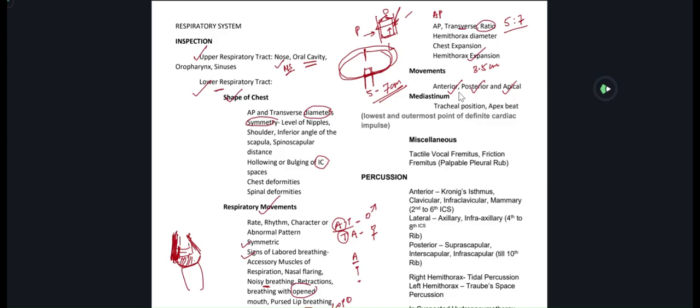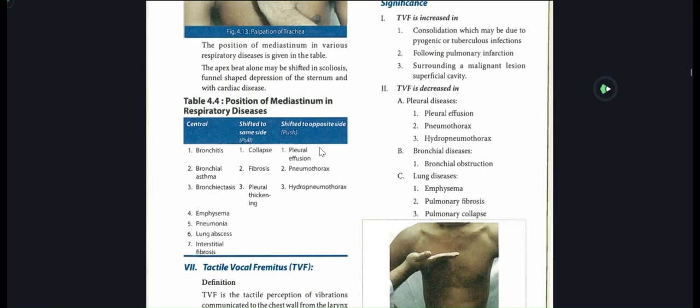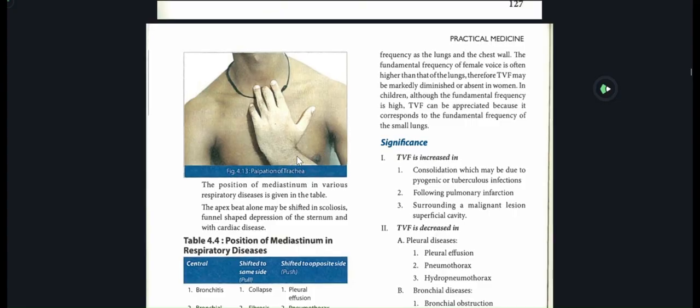So once we have looked for the movements of the anterior, posterior, and apex, we look at the mediastinum again, and this time, we are not just going to see the position of the sternocleidomastoid muscle and any prominence, but we are going to place our fingers on the trachea, slide it downwards, and then try to insinuate our fingers between the trachea and the sternocleidomastoid muscles of each side. Look at this. The kind of palpation of the trachea: we have put two fingers on one side and one finger in the midline, and then we try to insinuate our fingers in between.